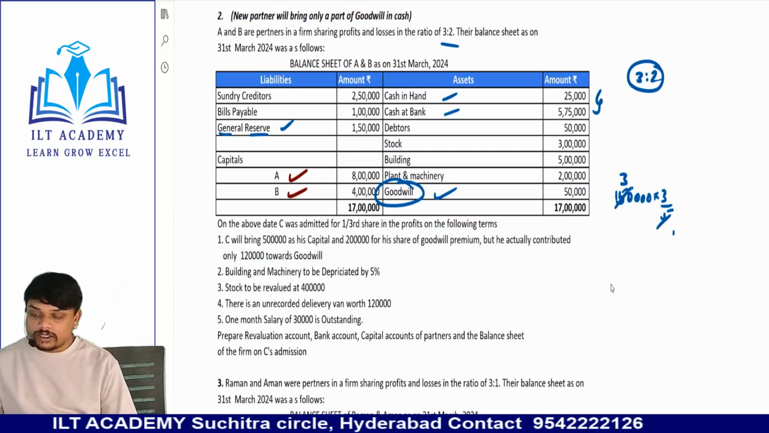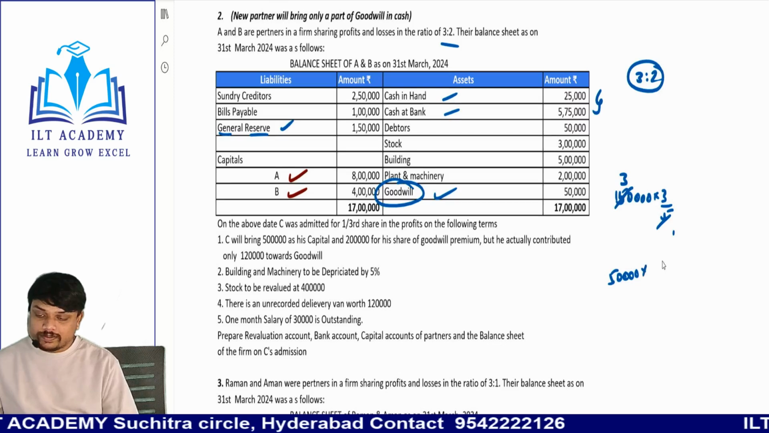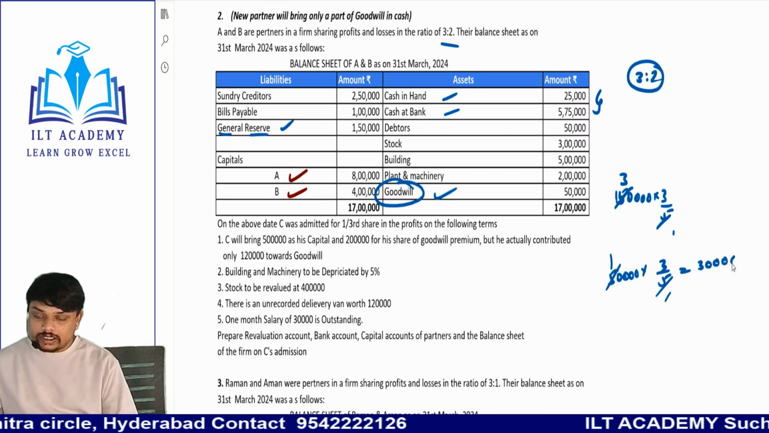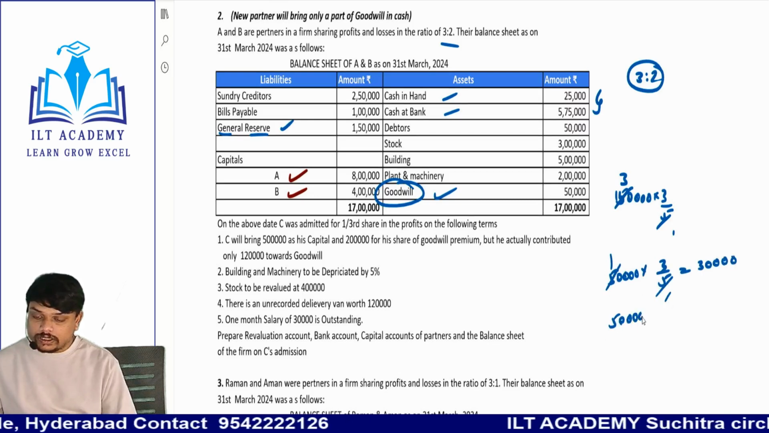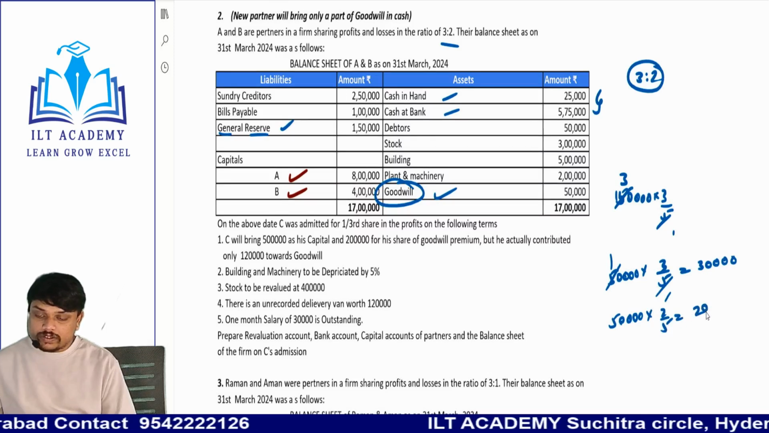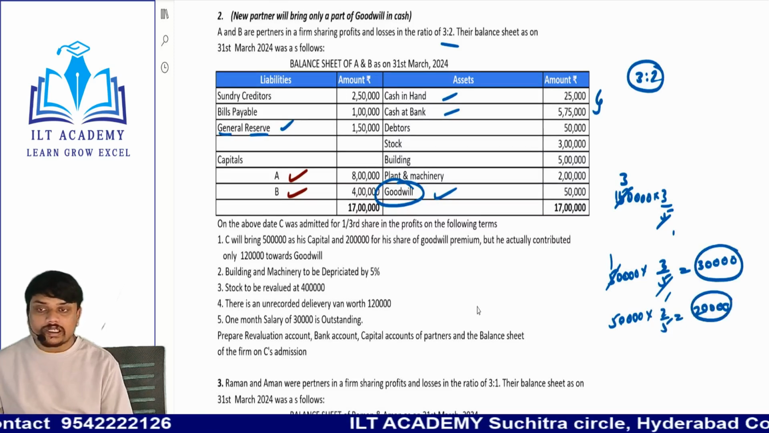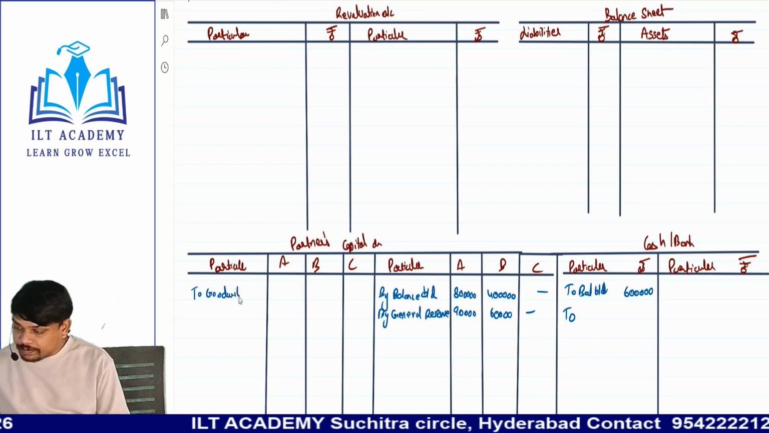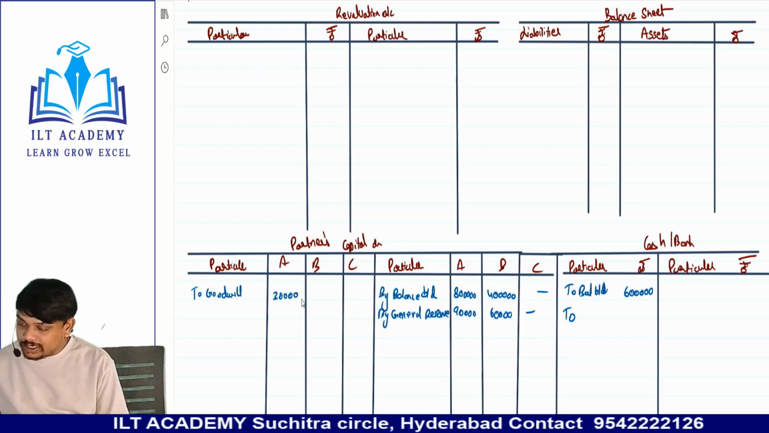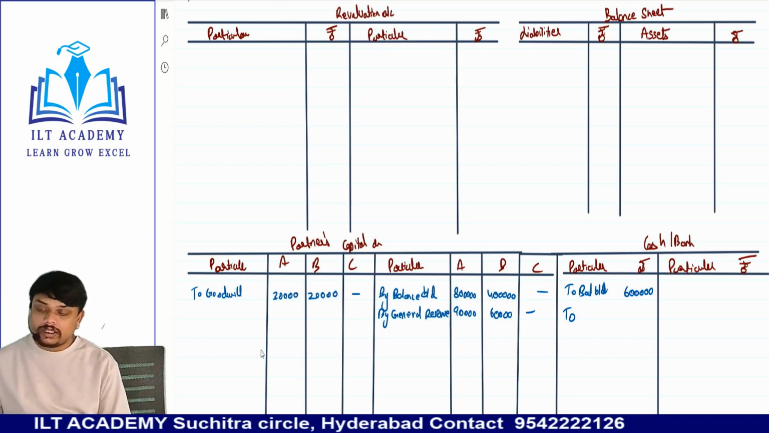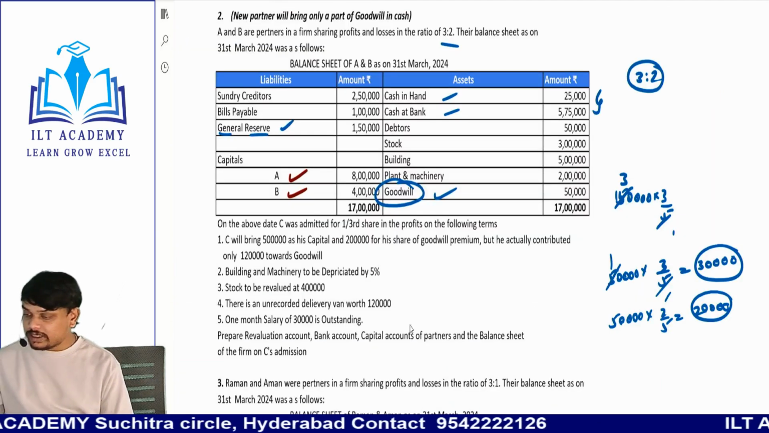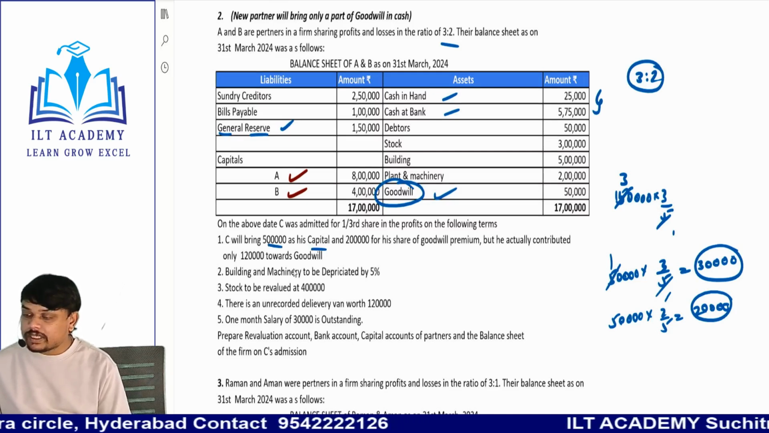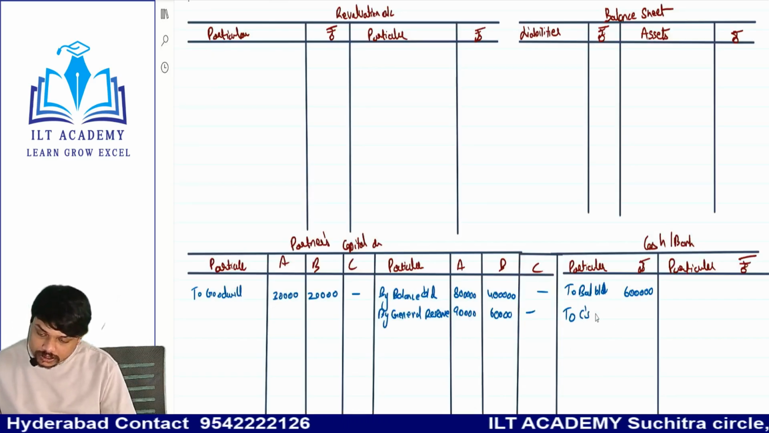And goodwill is 50,000. So 50,000 if you distribute, 3 upon 5 is 10,000, threes are 30,000, and 50,000 into 2 by 5 is 20,000. If one is 30,000, the other will be 20,000. So to goodwill 30,000 and 20,000. Reserve is done, goodwill is done. I don't see any other losses. C will bring 5 lakh as his capital. So cash to his capital account.